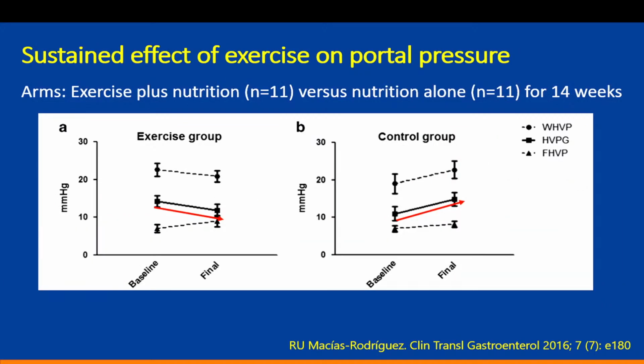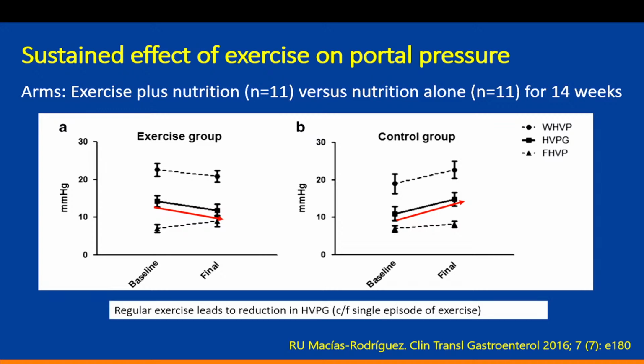But when we continue the exercise for a long time on a daily basis, in this study where 14 weeks of exercise was given, we can see that HVPG is reduced consistently. So whenever exercise is advised in a patient with cirrhosis, it should be continued. It may have some deleterious effect on an immediate basis without clinical significance, but on long-term regular exercise, it is likely to reduce the HVPG.